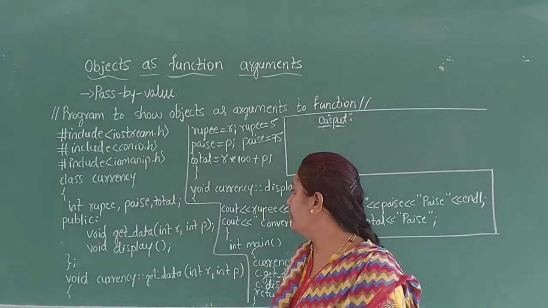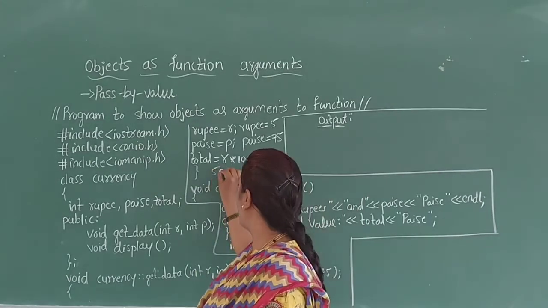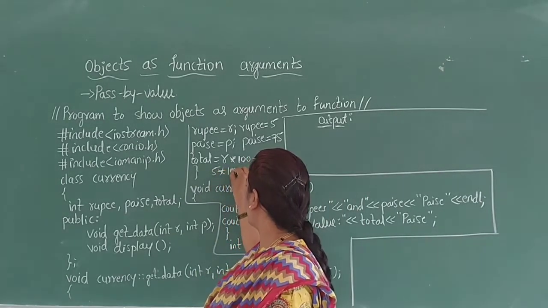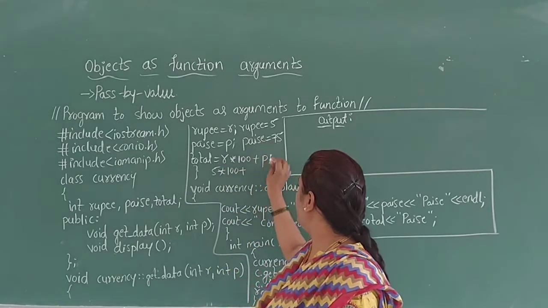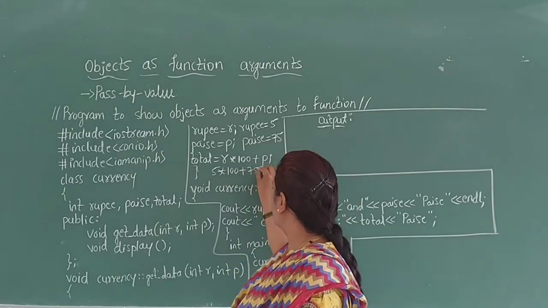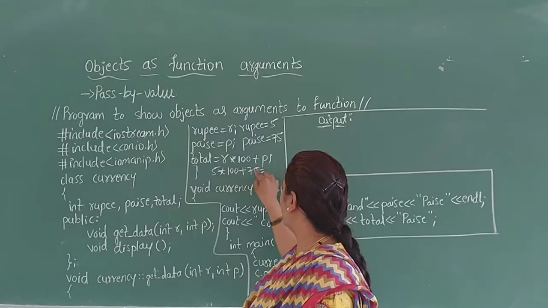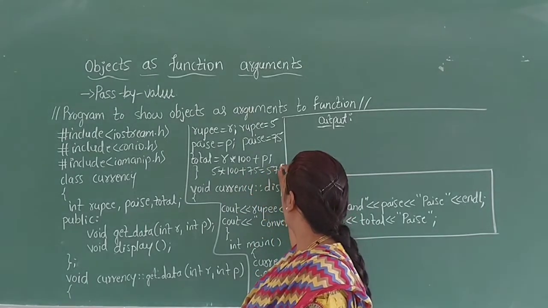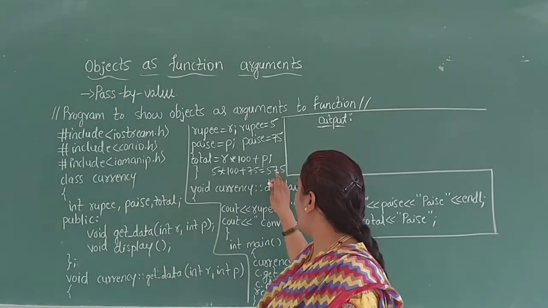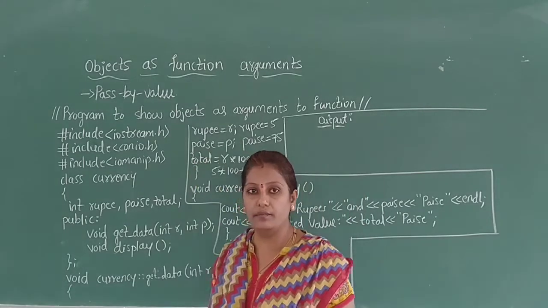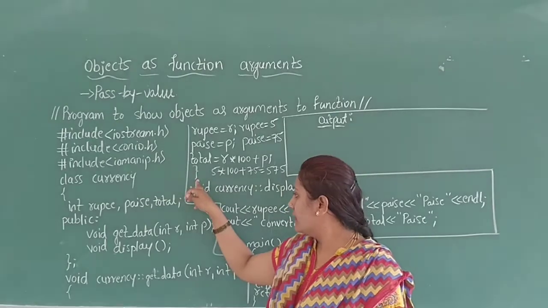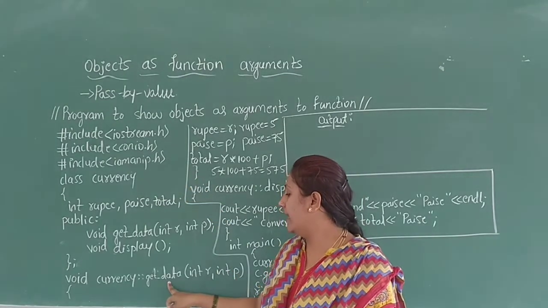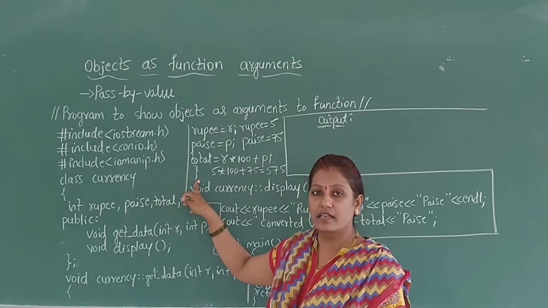the currency value is calculated: r value 5 into 100 plus p value 75. Then 5 into 100 is 500 plus 75. In total it creates the value 575, and this value is stored in the variable total. Then this getdata member function ends here.